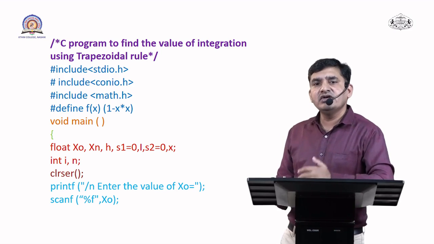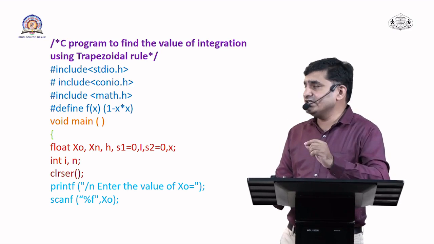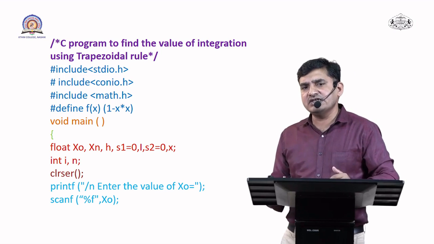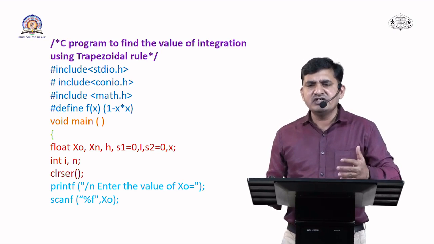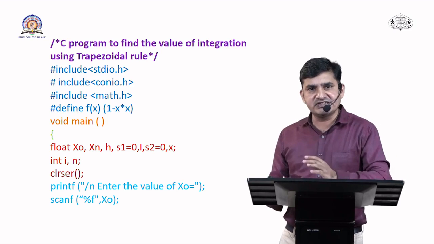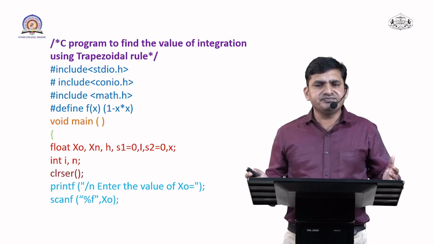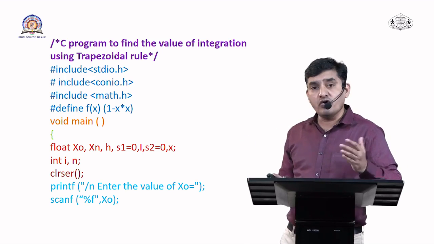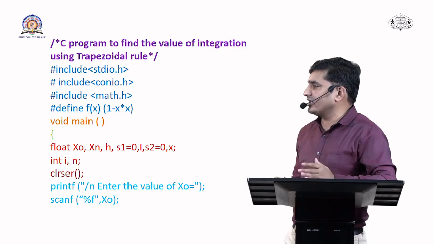Then define the function, that is hash define f of x, which is a function. The function is 1 minus x square, so it can be written as 1 minus x into x. Then void main, we use some code, and this code is executed only when we use the void main function. The body of a program is enclosed in a pair of curly brackets: this is the opening curly bracket, and the program ends with the closing curly bracket.